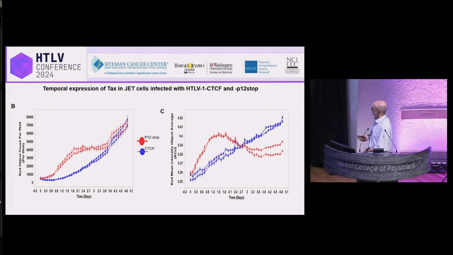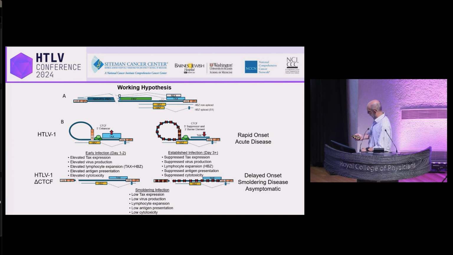If one then looks at the RFP level per cell within the wells, you can see higher levels in the P12 stop compared to the CTCF mutant infected cells out to about 2.5 to 3 days, and then lower levels subsequently, whereas in the CTCF infected cultures, just a slow, steady increase over time. We think this may be similar to what is occurring in vivo and explaining the in vivo results.